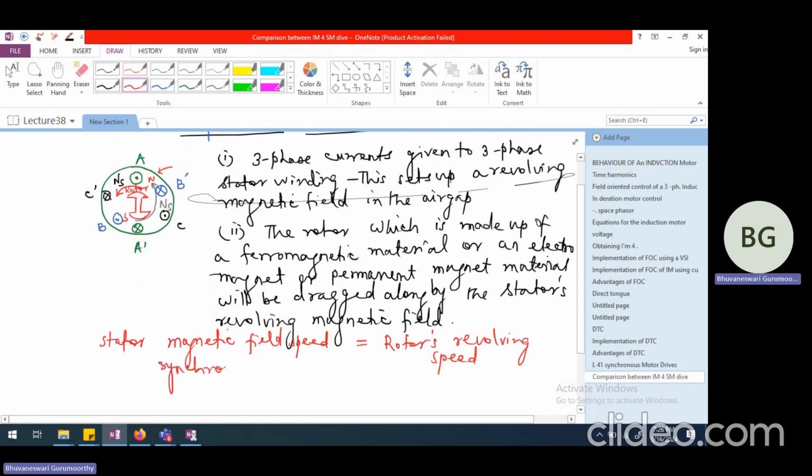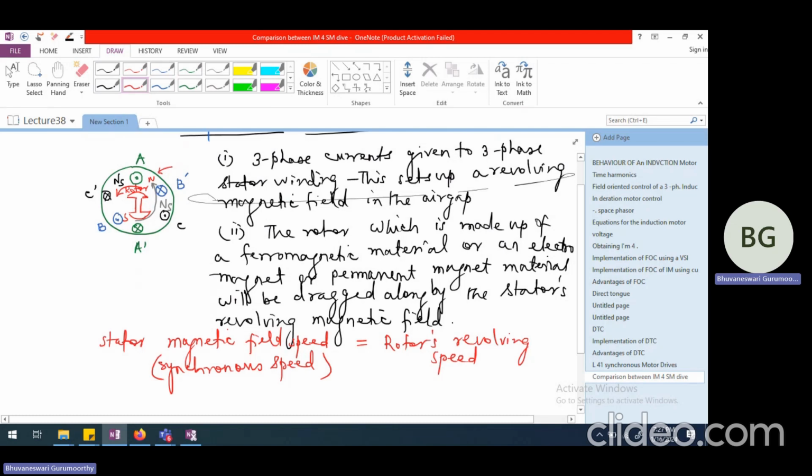It is very different from an induction motor in that sense, because in an induction motor, the rotor will always rotate at a speed which is slightly less than synchronous speed. That's where the slip comes up. Whereas here, we are not going to have any difference whatsoever between the stator revolving magnetic field speed and the rotor's rotational speed.